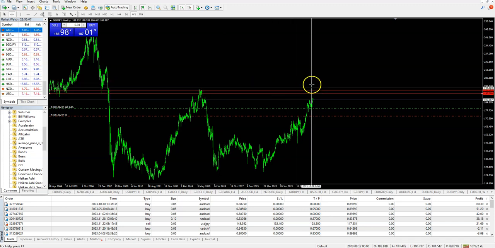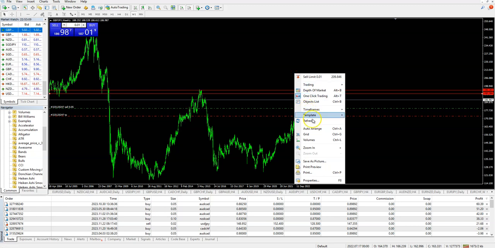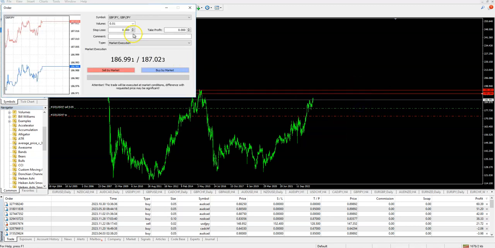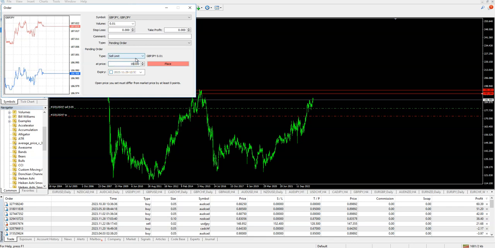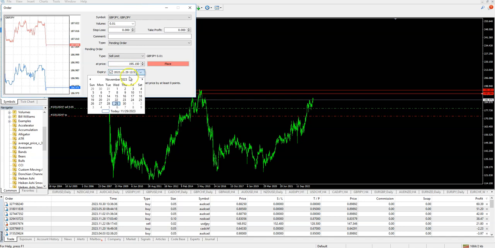Okay, 195.15. So I'm going to right click and go to my trading tab, go to a new order window, and put in my micro lot. Let's do a pending order. And because I'm selling it up here at the resistance point, this is going to be a sell limit order. 195.15 is what I said. And then for expiration, I try to go out as far as I possibly can.